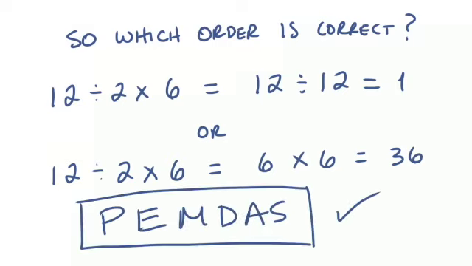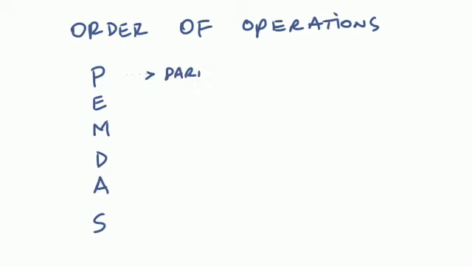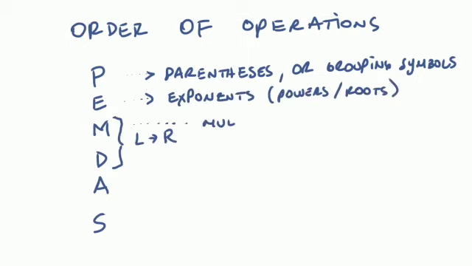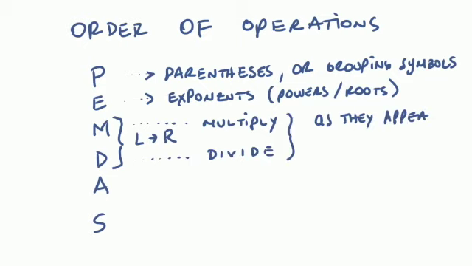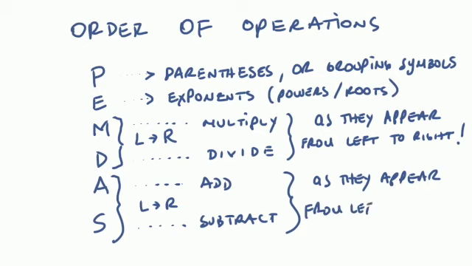So what does PEMDAS stand for? Well, let's go over it. Again, the order of operations, we use PEMDAS, and you can write that in vertical orientation. P is parentheses or grouping symbols. E is exponents, powers, and roots. And then M and D, we group them. M is multiply, D is divide, but we solve them as they appear from left to right, and that's critical to remember. And then A is add, S is subtract, we group them as well, and we solve them as they appear from left to right.